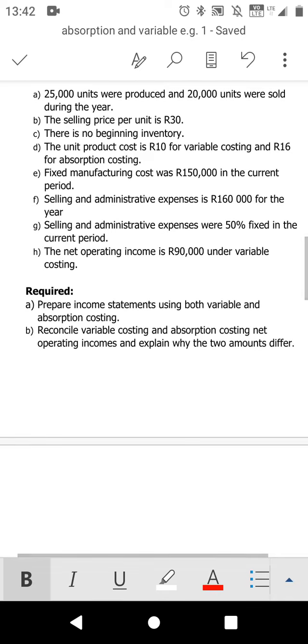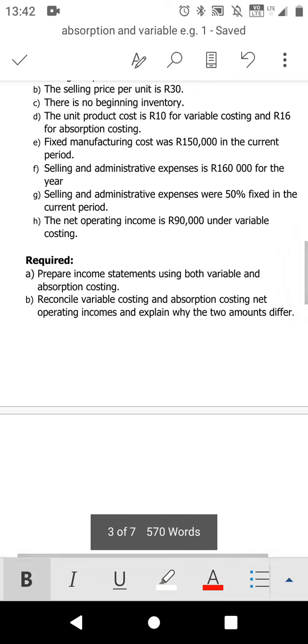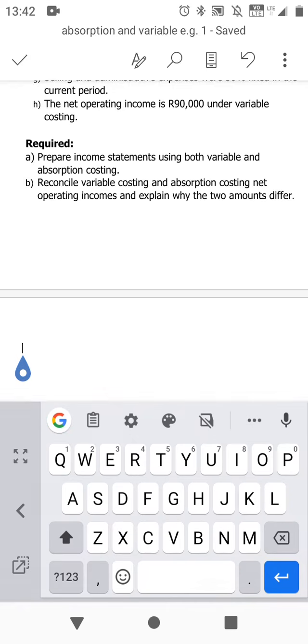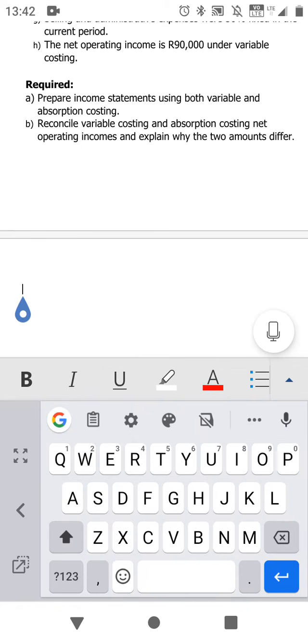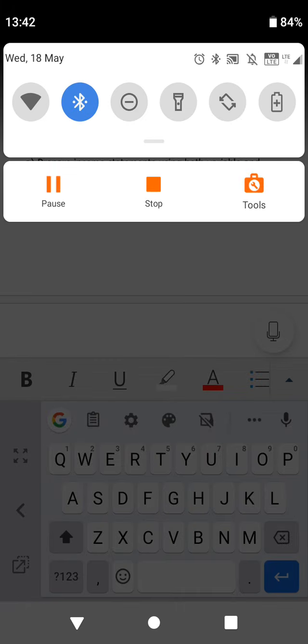The net operating income is 90,000 under variable costing. Okay, so in other words, we've been given the profit for the year under variable costing method. Okay, then required: prepare the statement using both variable and absorption costing. Reconcile variable costing and absorption net operating income and explain why the two amounts differ. Okay, then now we have to answer the question.